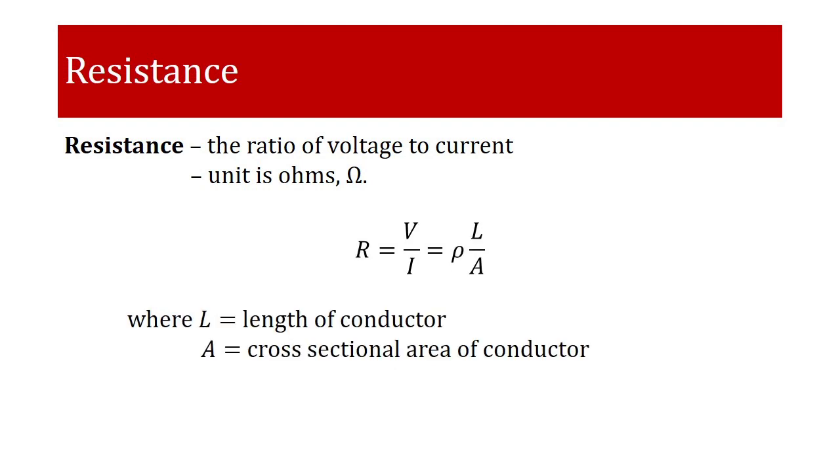In terms of the length of the conducting wire and its cross-sectional area, resistance can also be expressed as rho times L over A, where rho is the resistivity, L is the length of the conducting wire, and A is the cross-sectional area.